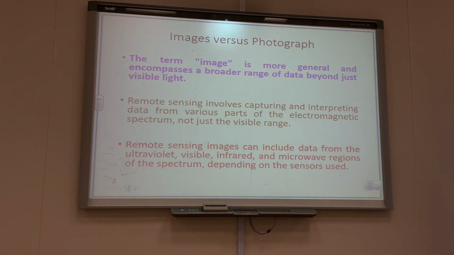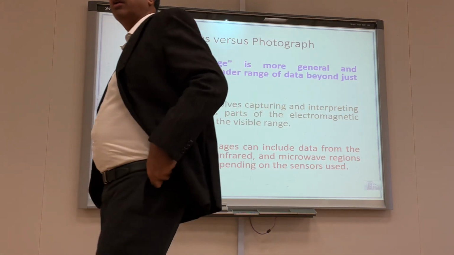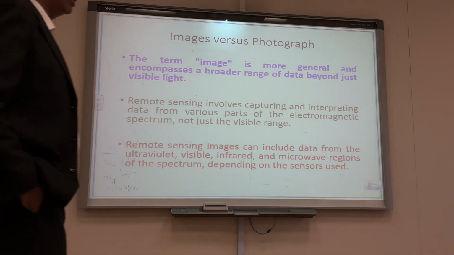Infrared rays or infrared radiations are visible to the human eyes. We can see infrared radiation, true or false? False. We cannot see infrared radiation.